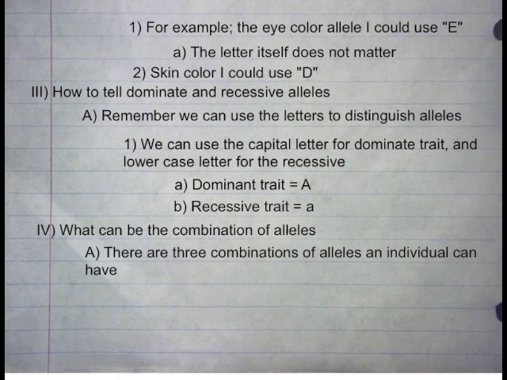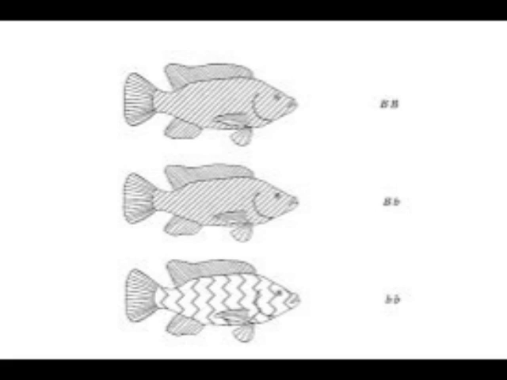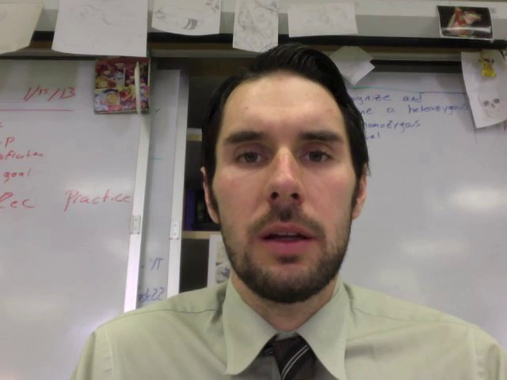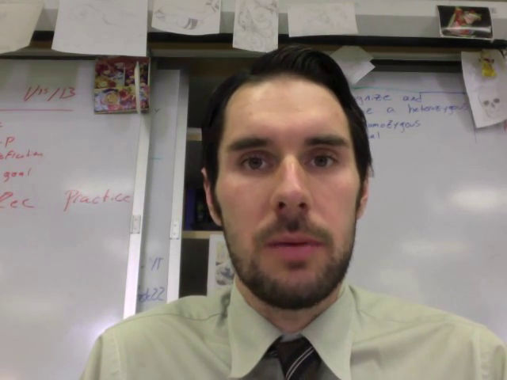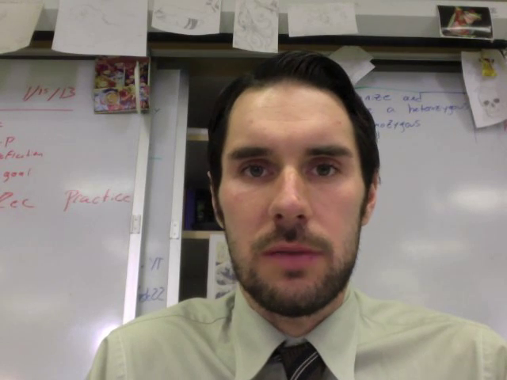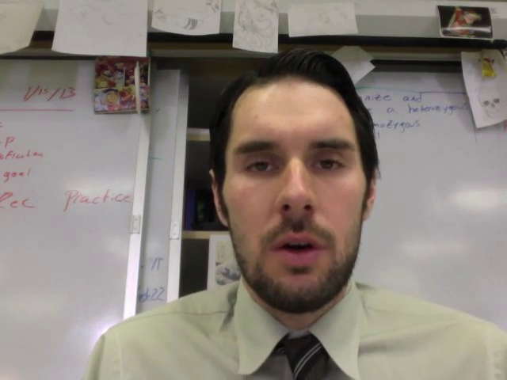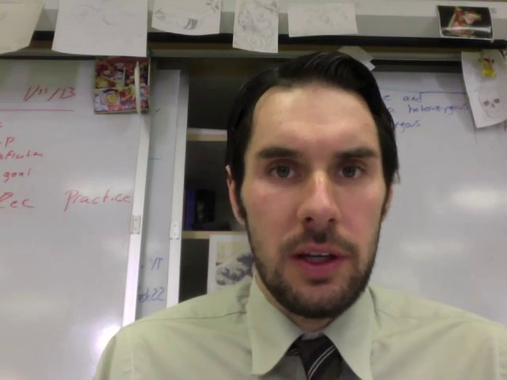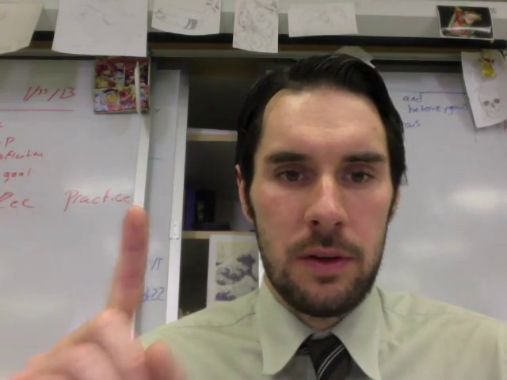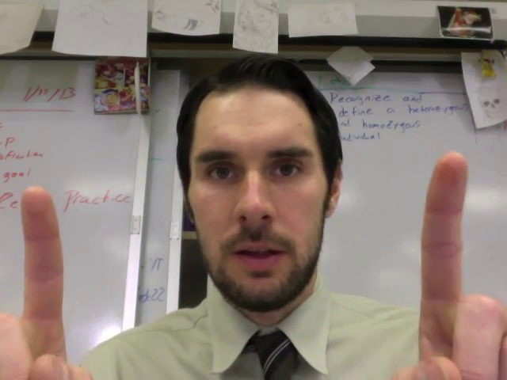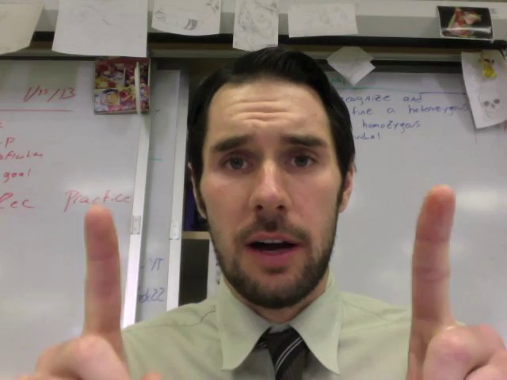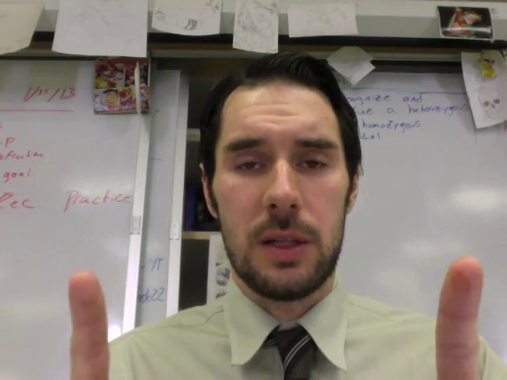What can be the combination of alleles? There are three combinations of alleles an individual can have. The three combinations you can have are two dominant alleles, a dominant and a recessive allele, and two recessive alleles. Now that we know what an allele is, we can begin to look at how to name the different combinations of dominant and recessive alleles. Remember, you get two alleles, one from your mom and one from your dad. These combinations will determine the traits you have, as well as what type of name to give the traits.